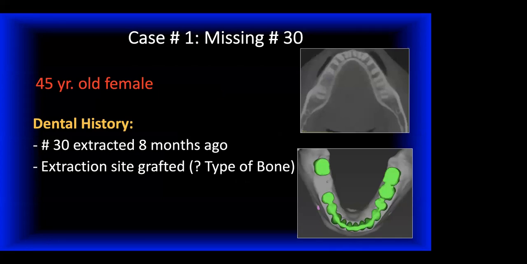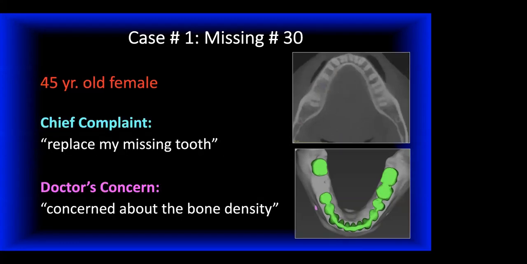This was kind of interesting. The patient had number 30 extracted 8 months ago in a different state. They had recently moved, and this is a new patient to our doctor's office. The extraction site was grafted. However, our MISH attendee could not find out what type of bone. So that's a second red flag that I have, and we'll talk about that in a second.